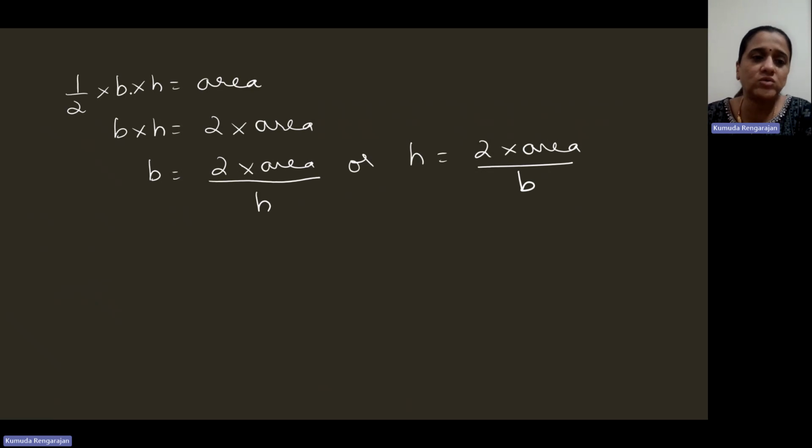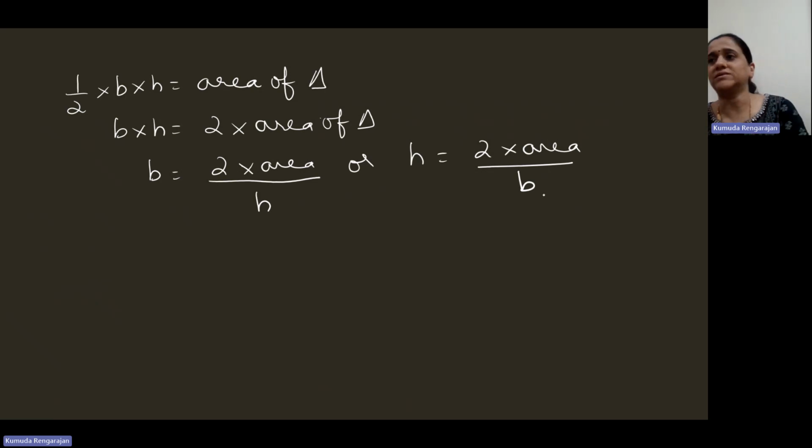What's the formula? Half into base into height is equal to area of triangle, correct? Now, base into height is equal to cross multiply. Area of triangle into 2. This 2, when you cross multiply, it becomes 2 into area of triangle, correct? So what is B? B is equal to 2 into area of triangle divided by H. Or H is equal to 2 into area of triangle divided by B. You can use this formula also. Okay.